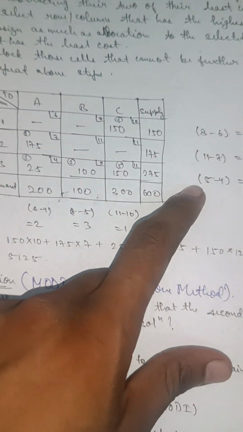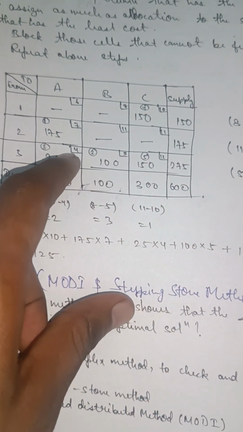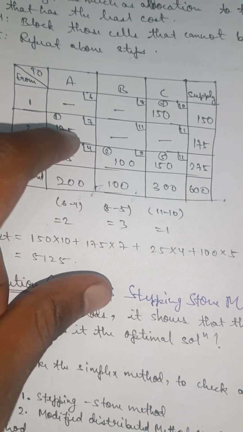See, there are two steps. First we will select the row or column, and then we will select the least value in that row or column.